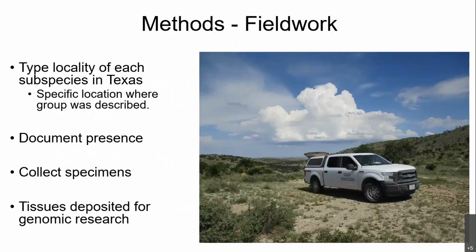So, jumping right into the field work. What we did was travel to the type locality of each group in Texas, so each species and each subspecies. The type locality is simply the specific location where that subspecies was described. We would go to those locations or get as close as we could, document their presence or absence, collect specimens under standardized protocols, and then deposit the tissues at the Natural Science Research Laboratory at the Museum of Texas Tech in Lubbock.